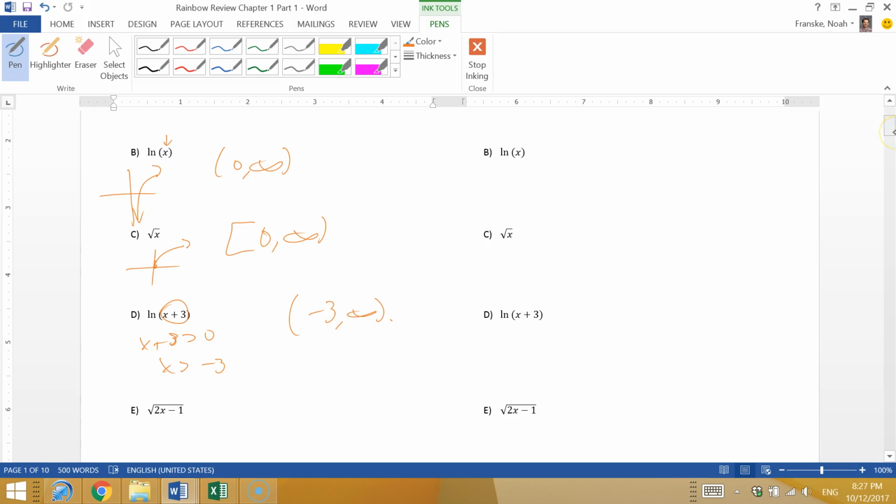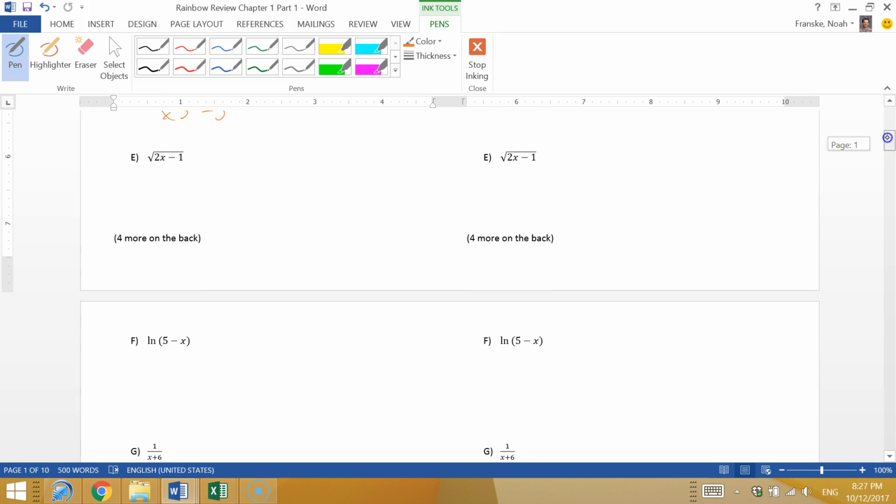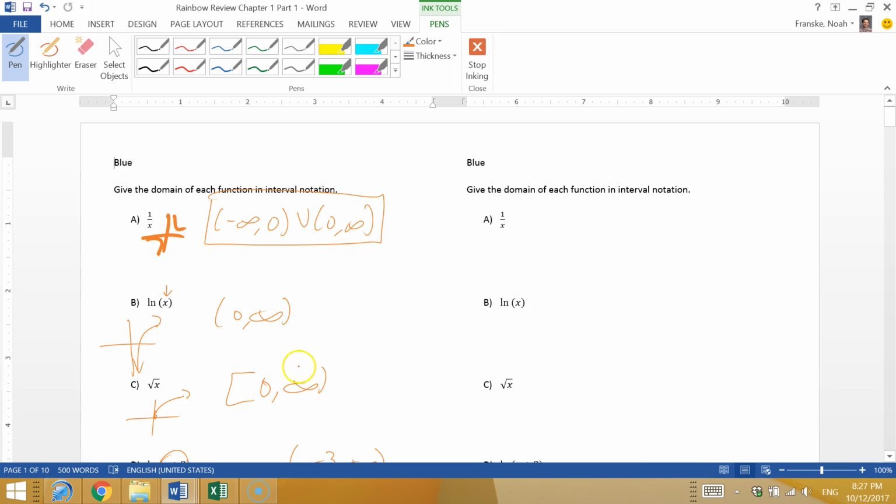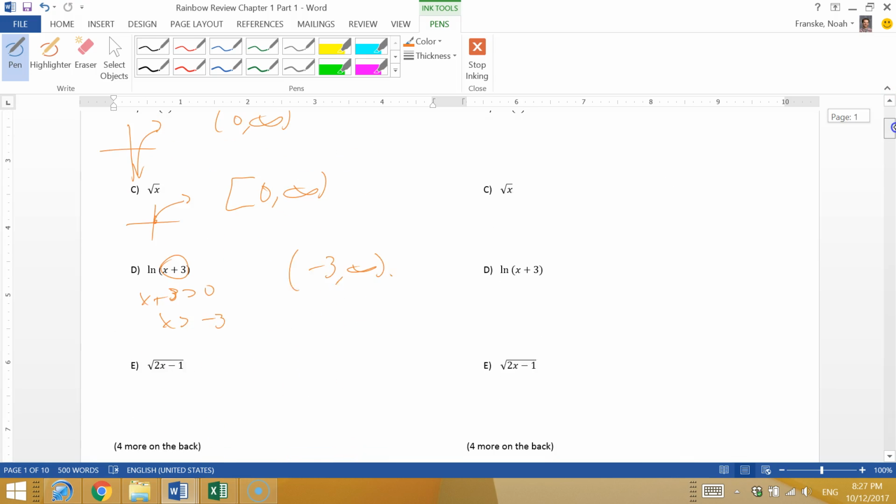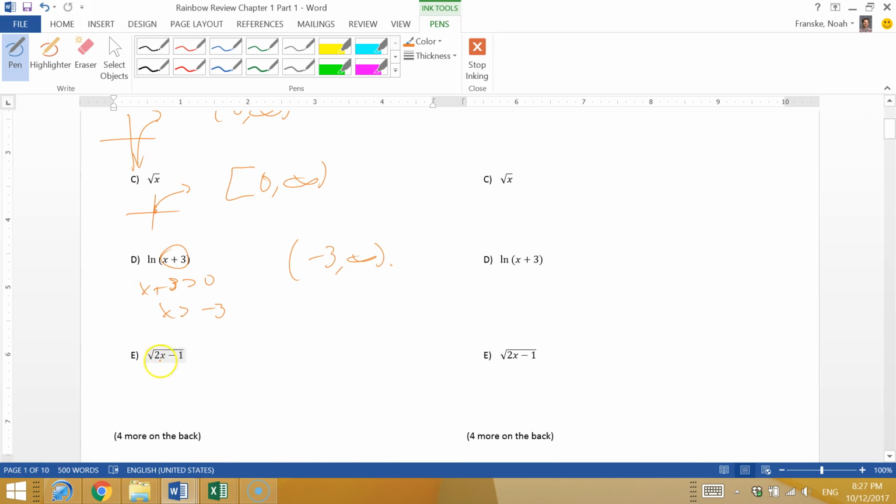Next up, we got root 2x minus 1. So square root, as we had up here, can only take non-negative numbers. So for this square root of 2x minus 1, I know that 2x minus 1 has to be positive, because I'm looking for the domain here. If 2x minus 1 gives me a negative number, I can't plug it into the root. It won't work, because that'll give me a root of a negative number, which isn't real. So we're going to add 1 to both sides. So we got 2x greater than 1. Then we divide by 2. X is 1/2.